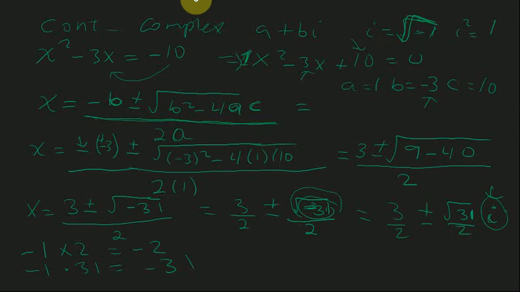So this is how you solve it. Or you can also do it this way: this is equal to 3 over 2 plus or minus 1 over 2 times the square root of 31i, because this does not change anything, it just brings it back to the square root of 31. So you can do this one too. This is also another problem of how to solve complex numbers for college math.